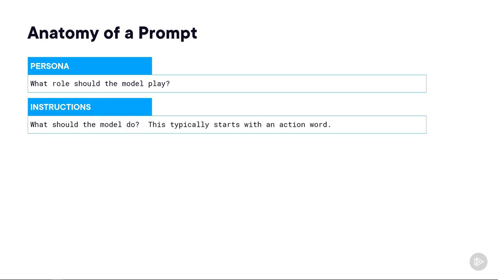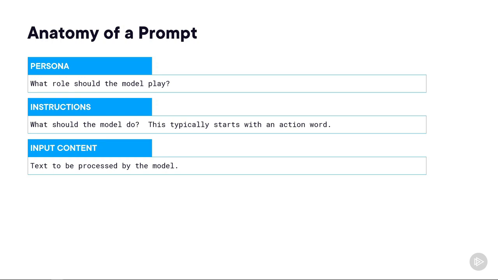Then we have the instructions. This is the heart of the prompt, the thing that you're asking the model to do. Instructions should be clear and concise, reducing ambiguity as much as possible. And they typically start with an action word, like write, describe, tell, something like that.